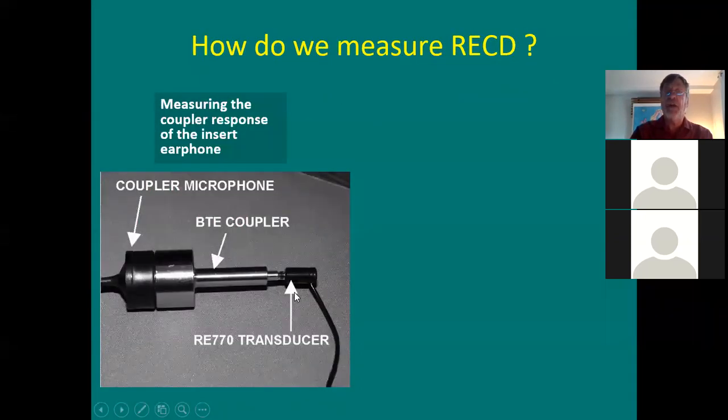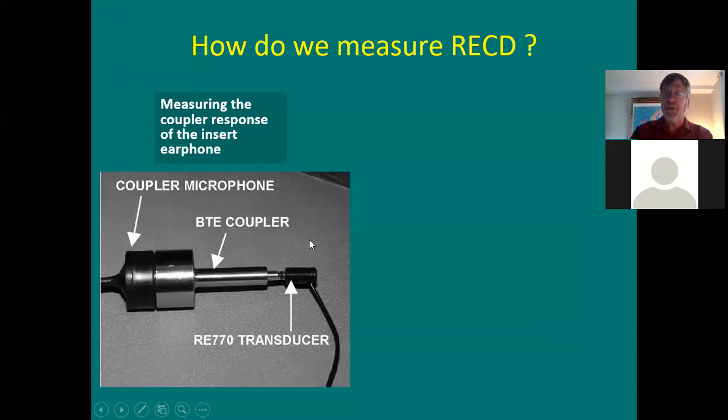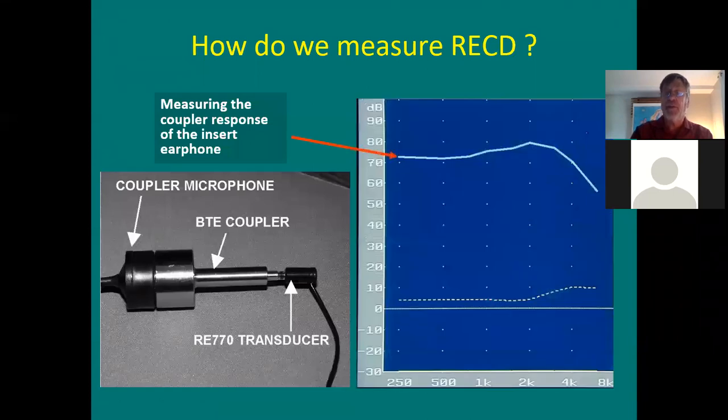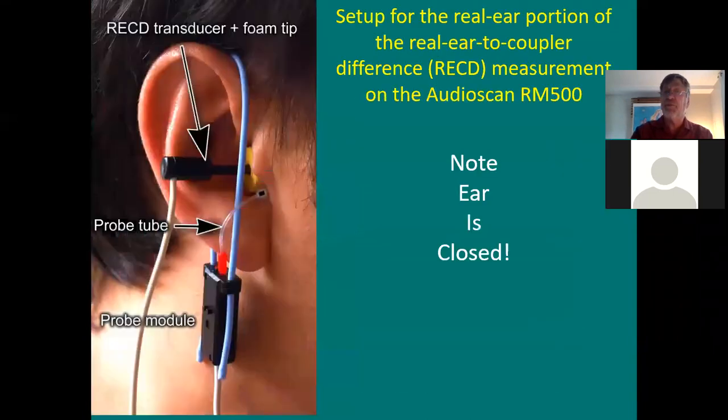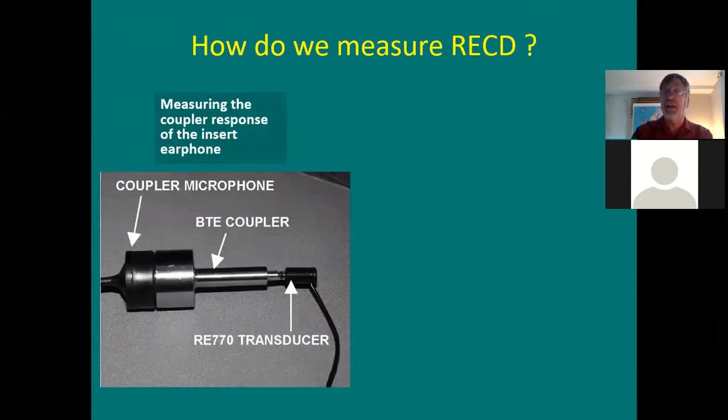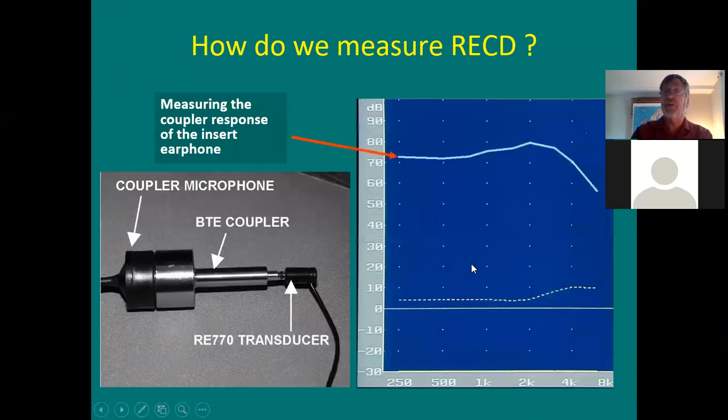So how do you measure RECD? First this, and then this. So this, what you're getting here, minus what you're getting here, is going to give you your real ear-to-coupler difference. So here's the average RECD. See how it's about 5 dB below 1,000 hertz, about 10 dB above 1,000 hertz, okay?